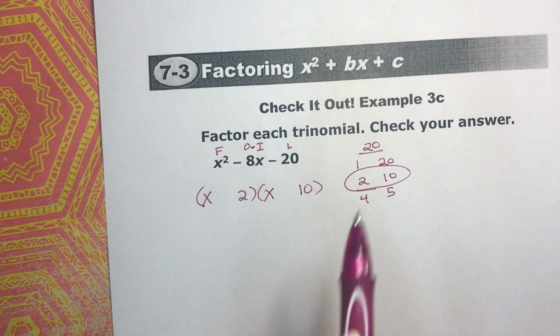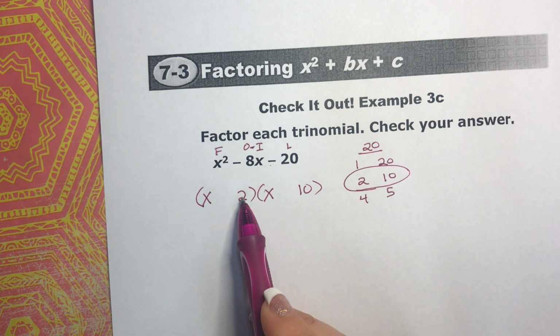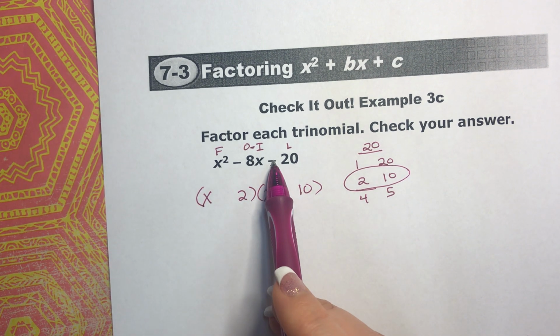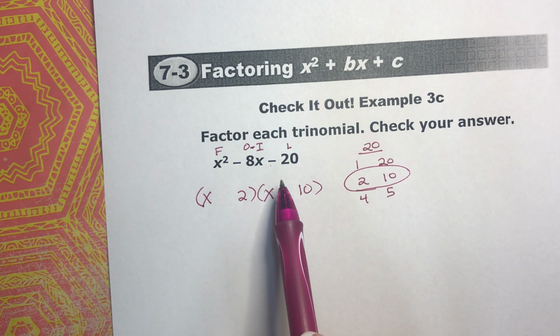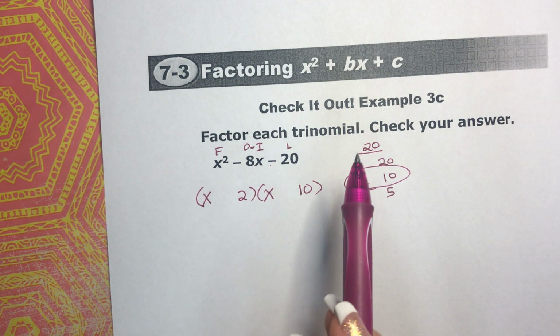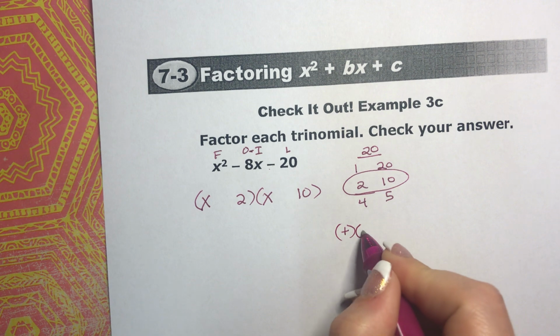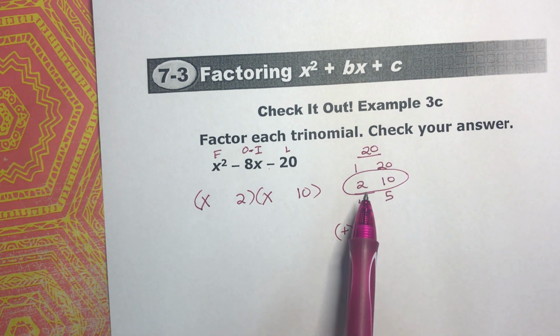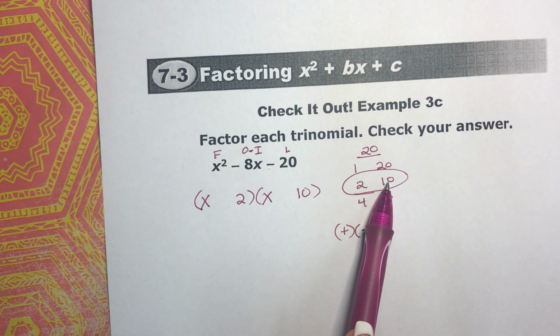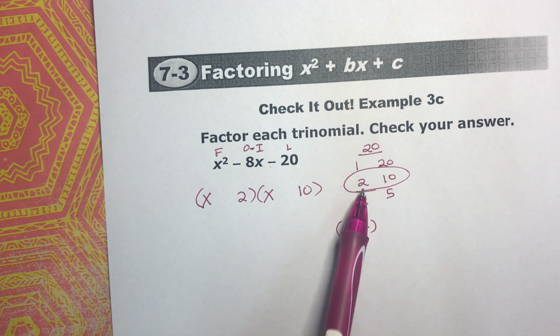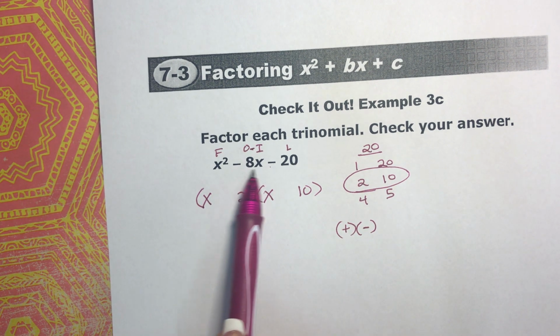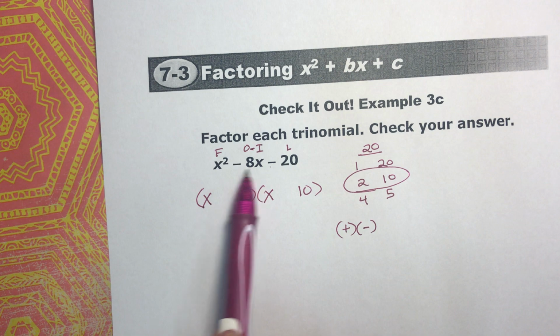Now we just need to figure out the signs. So we know for the last, we're going to go 2 times 10, and we need a negative 20. So how do we get a negative number? Well, the only way we get a negative number is by multiplying a positive and a negative, right? So now we just need to determine which number is going to be positive and which one's going to be negative. And you figure that out by looking here. Now our answer is negative.